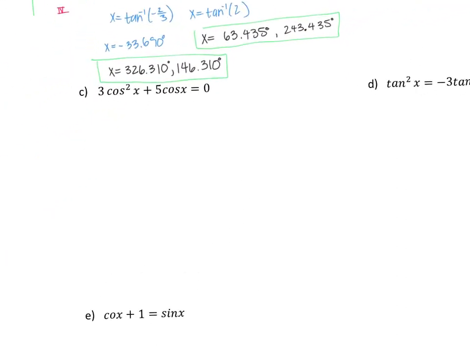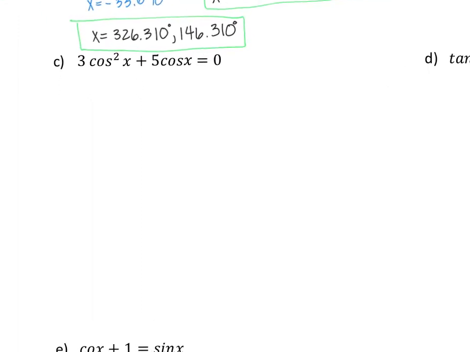All right, moving along to C here. So C is very similar to the last problem. Notice it's only a binomial. So I'm going to try to see if I can factor out the greatest common factor. They both have cosines, so I can pull out a cosine of x. And I'm left with 3 cosine of x plus 5. So I only took out one cosine from each. So this would be what I'd be left with.